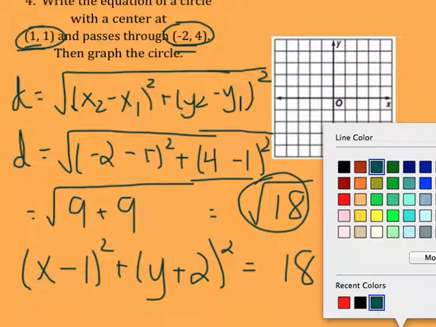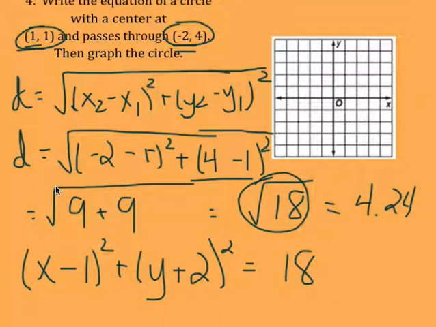So the first thing we're going to do is graph our center. Our center is going to be over 1, up 1. Sorry, this should be a minus 1. Good gracious, I'm struggling. So we're going to go over 1, up 1. And then our radius is 4.24.